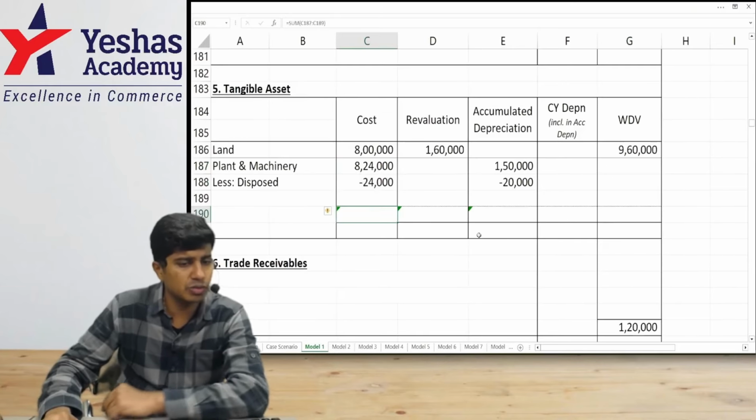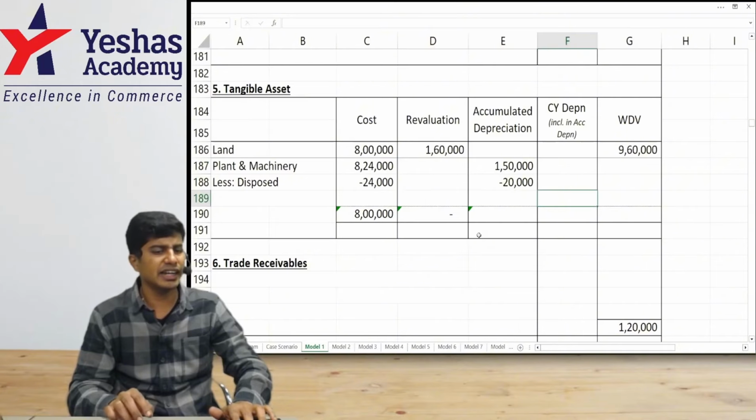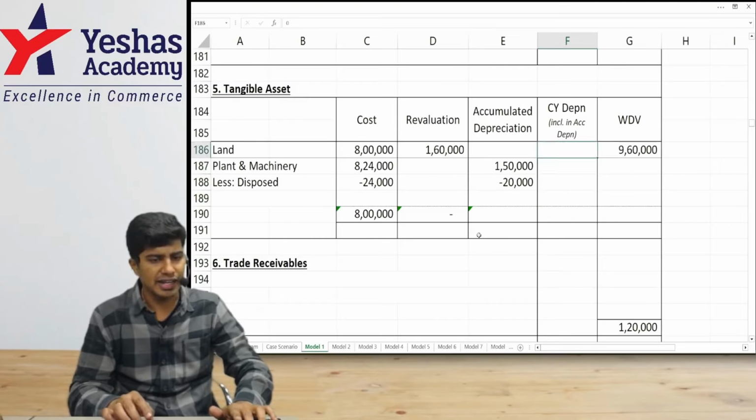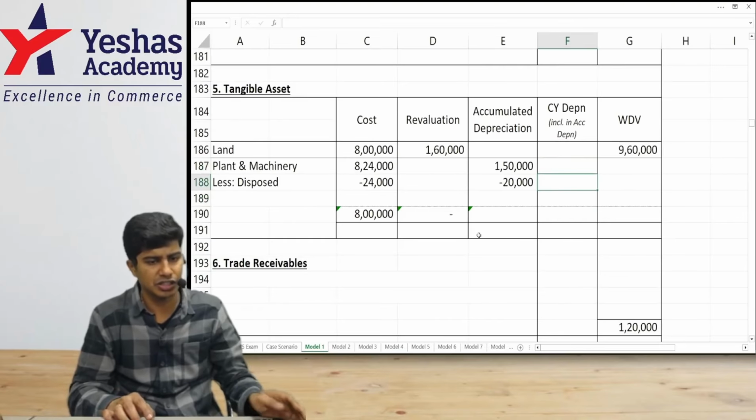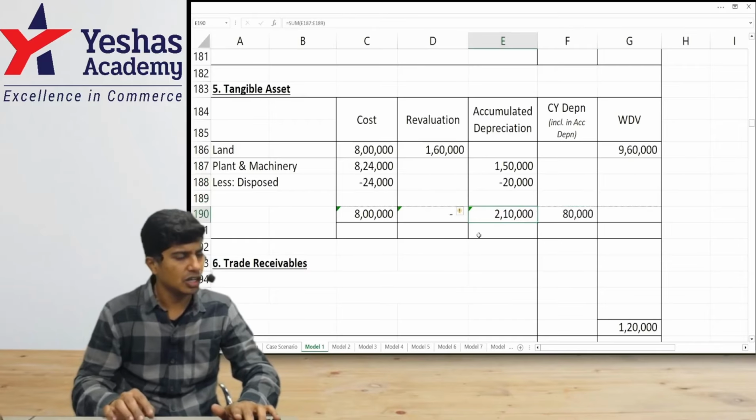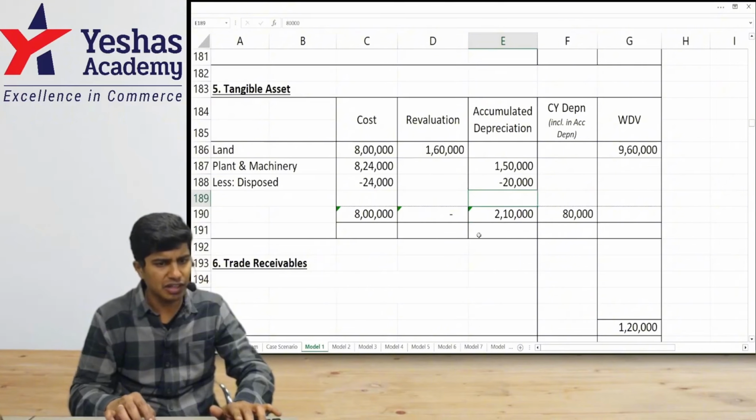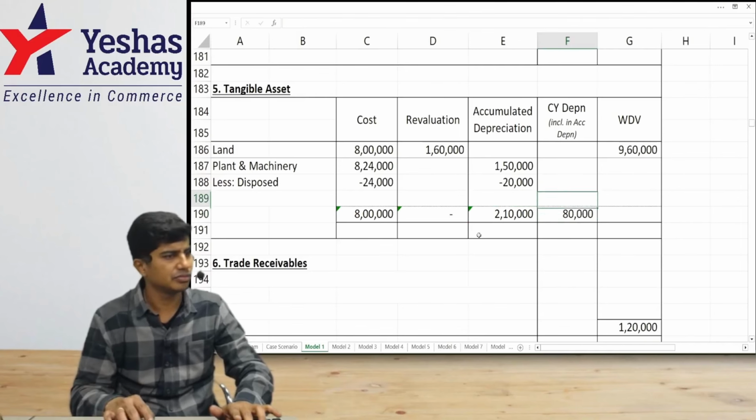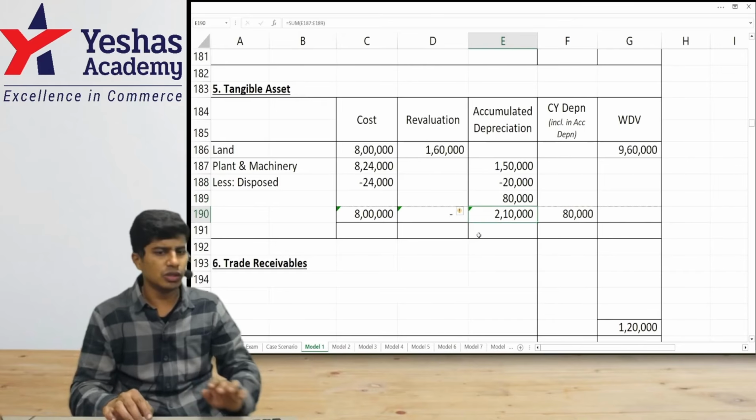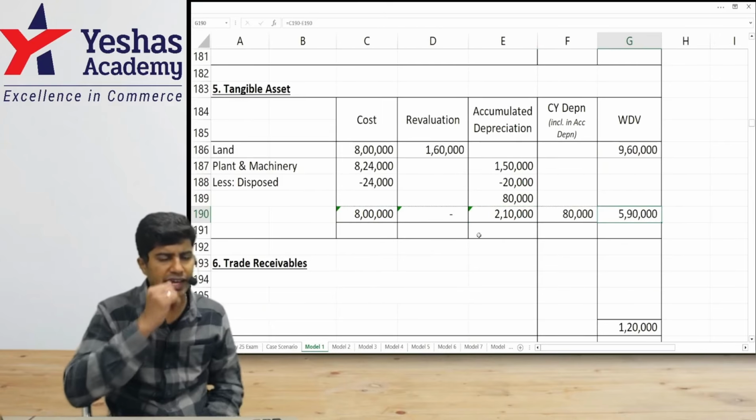So 8 lakh 24 minus 24. Can I say 8 lakh is the value of the asset? There is no revaluation. How much is current year depreciation on this 8 lakh worth of asset at 10%? 80,000. Can I say 80,000 is the depreciation for the current year? 2 lakh 10,000 is the depreciation at the beginning. 1 lakh 50 minus 20, it will be how much? 1 lakh 30. 1 lakh 30 plus 80. Correct? 2 lakh 10. So then do 8 lakh minus 2 lakh 10. 5 lakh 90 will be closing balance.